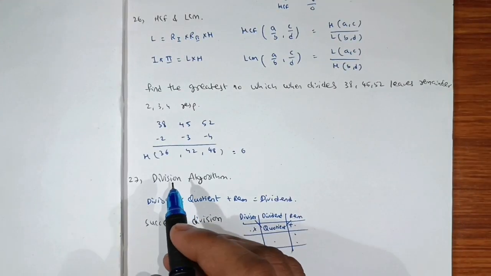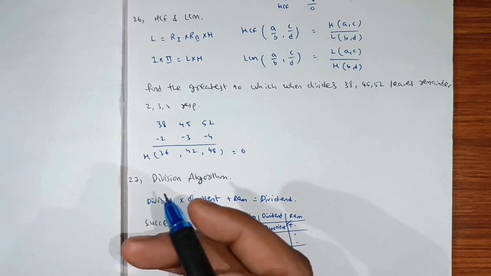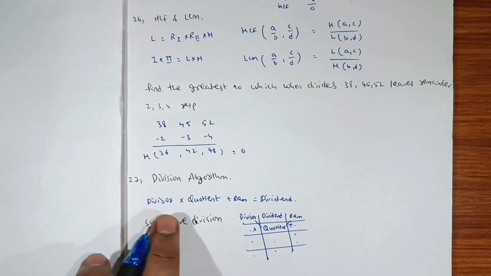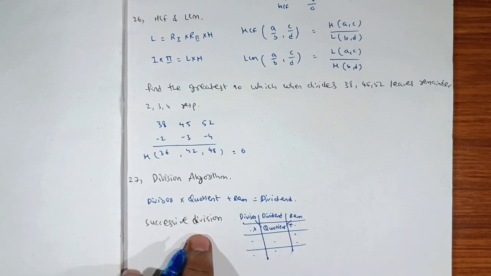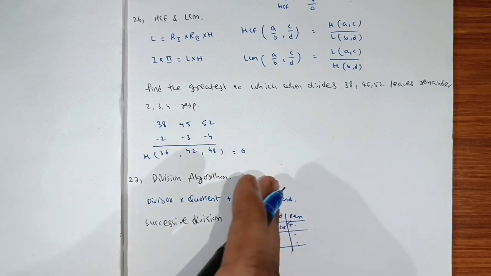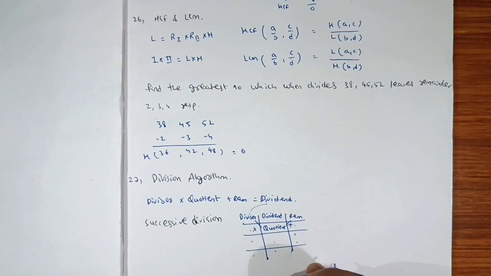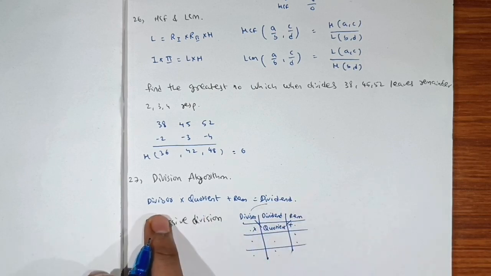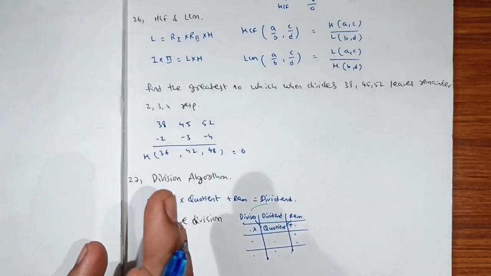Later we have seen the division algorithm. In the division algorithm we have seen a few questions, so from this also a question may come sometimes. The divisor into quotient plus remainder will be the dividend. Suppose we are asked about successive division, you need to take the divisors in this column and the dividend first here, and here you need to write the remainders, and here you need to write the quotient. So this is a trick for successive division. So this is all the video on the quick revision of the tricks.